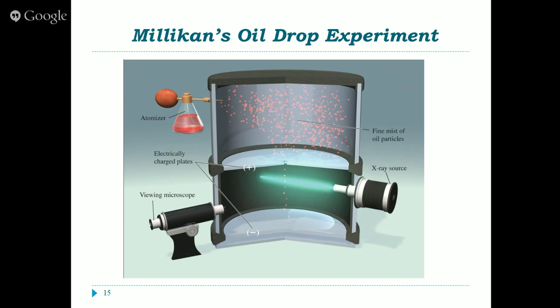So Millikan came along with his oil drop experiment, and here we have some oil, and it becomes atomized. So we have this fine mist of particles, so the tiniest particles possible. And we have a pinhole here, so the oil drops can fall through this hole. So they're traveling downward, acted only upon by gravity.